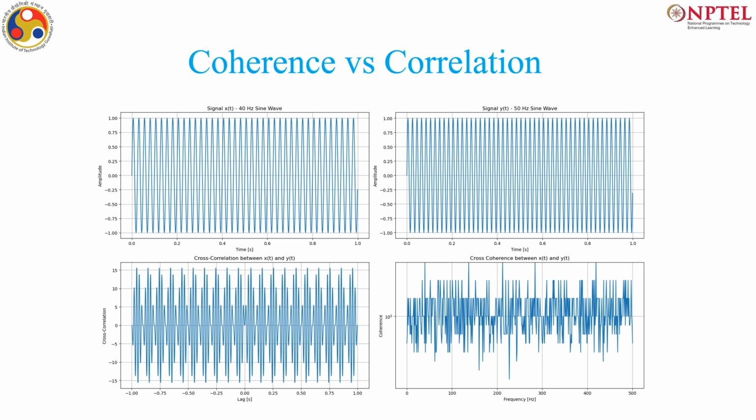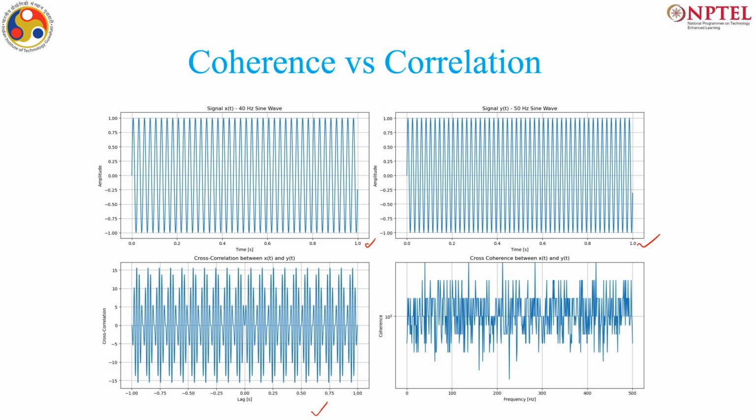So, this is what I just told in the previous example. We have a sine wave, and of course, this is a windowed version of a sine wave, because you cannot technically have the full sine wave. This is a 40 hertz sine wave and this is the 50 hertz sine wave, and this is the cross correlation. So, this is in the time domain.